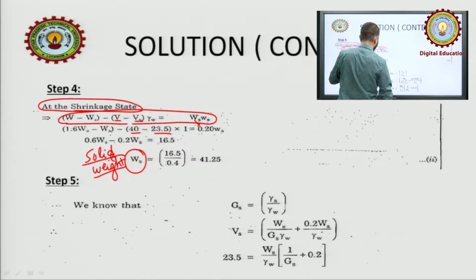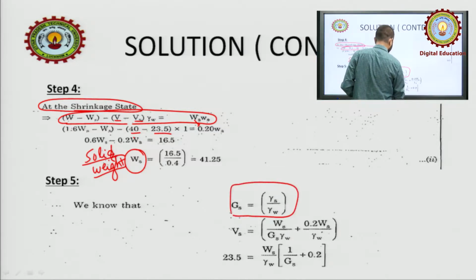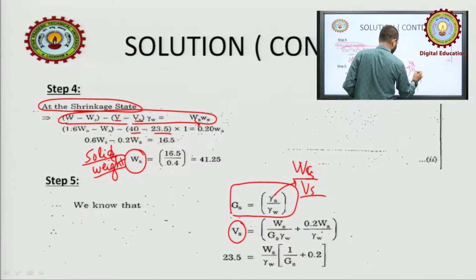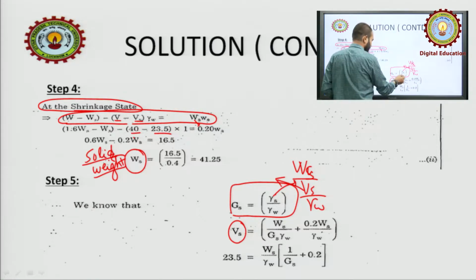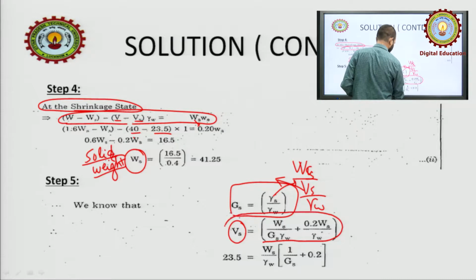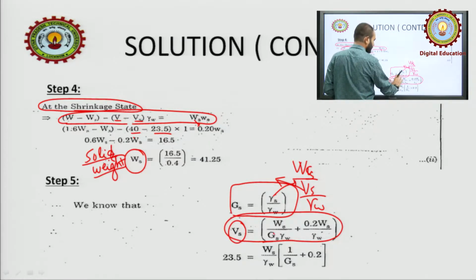This is done. Now finally, Gs you know already. This is another form, written in terms of Vs. If you write this in terms of Vs, what will it be? Ws upon Vs, and this is gamma W itself. So from here we have found out the Vs. So this is converted like this. They have been bifurcated and we have converted it like this.